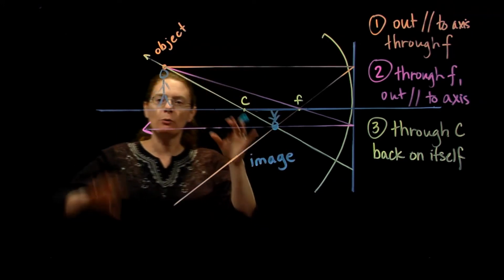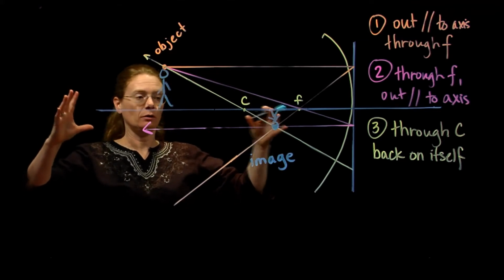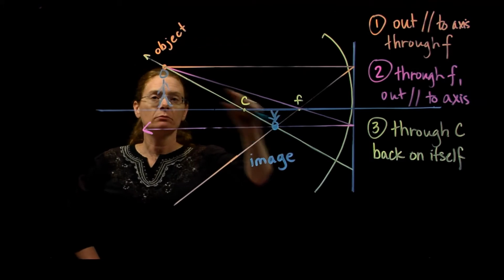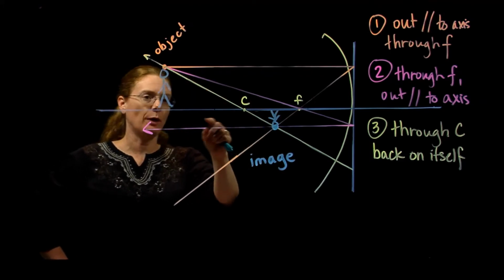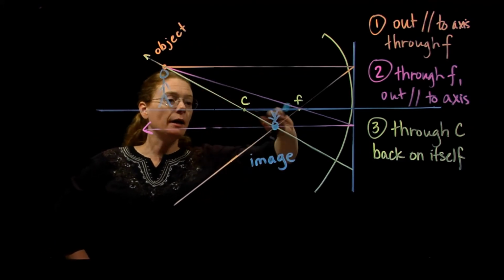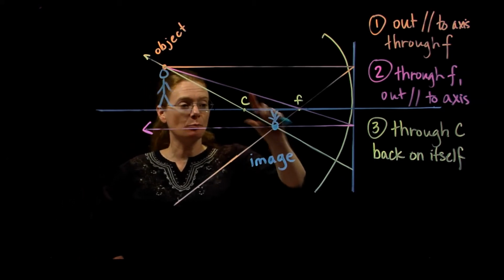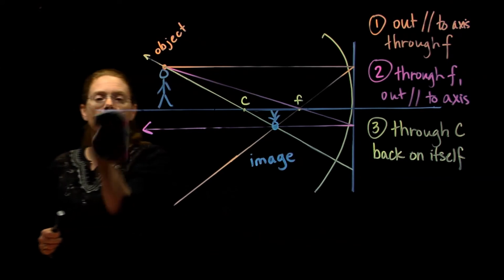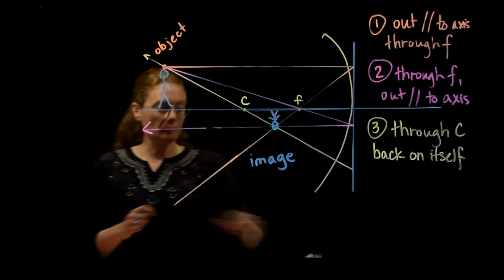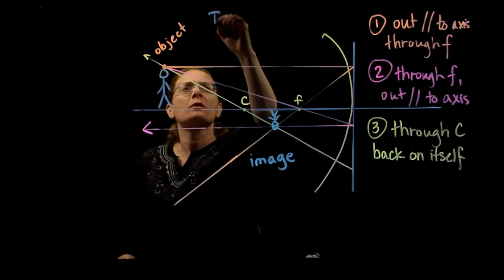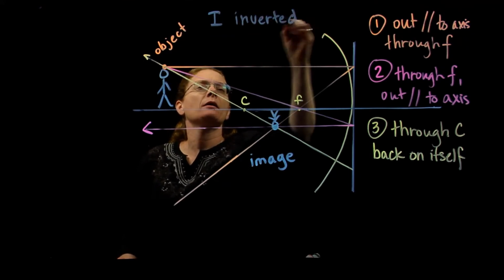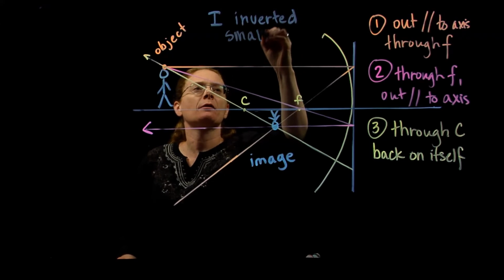That matches with what we saw in the big curved mirror. Your image was upside down. And the image looks smaller. Okay, that matches with what we saw as well. So the image is inverted and smaller in size. So the things that we can say about the image, so the image is inverted and it's smaller than the original object.